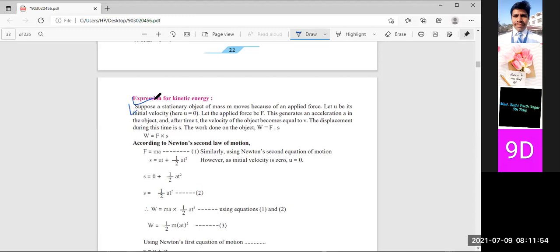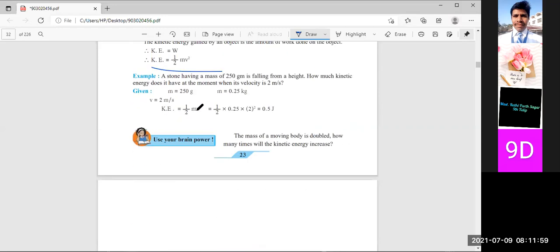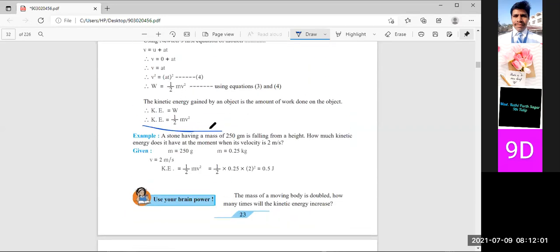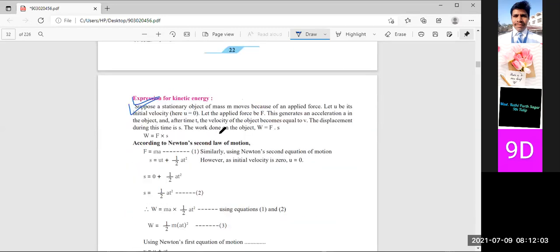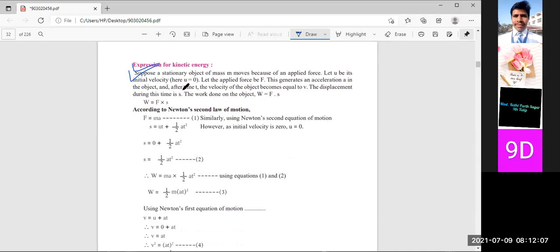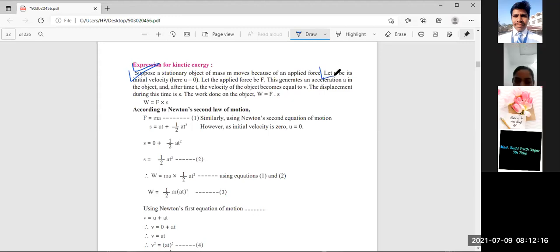Yes, the expression for kinetic energy is derived from this. Here you can write the answer according to Newton's second law of motion. Or suppose a stationary object; from here you can write. You can start from this also: let u be the initial velocity, and the mass is m. From this also we can write. No problem. Okay, got it.